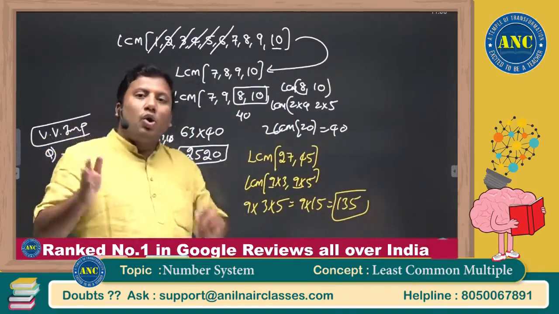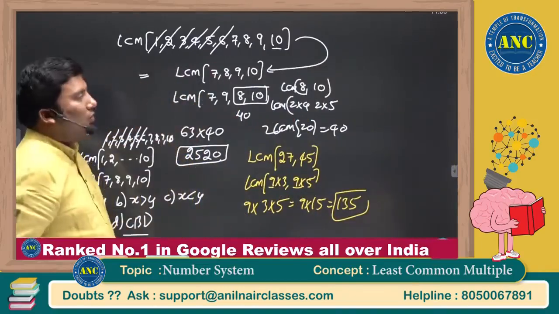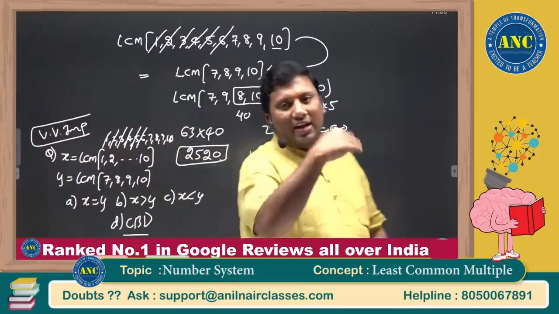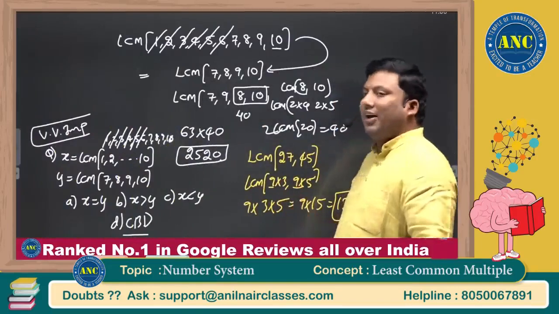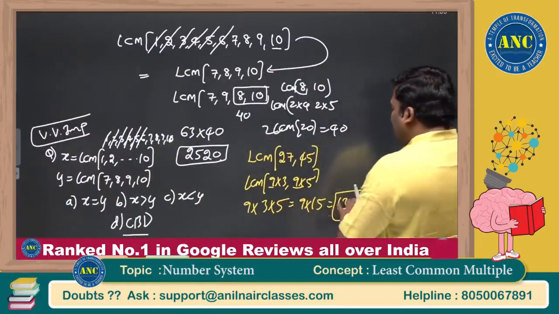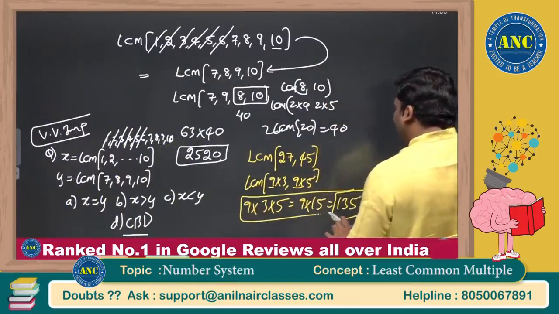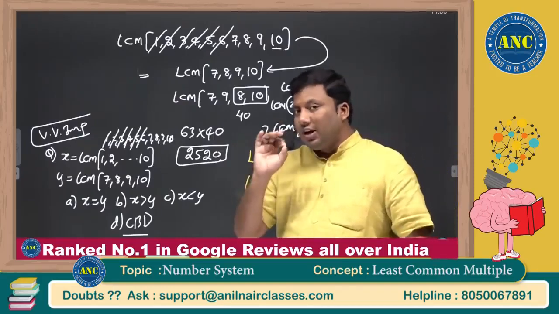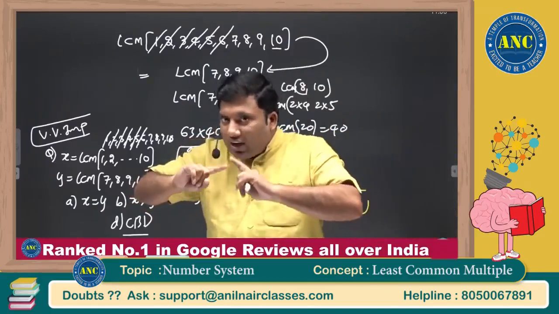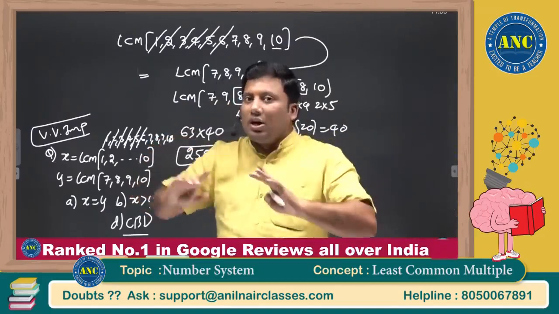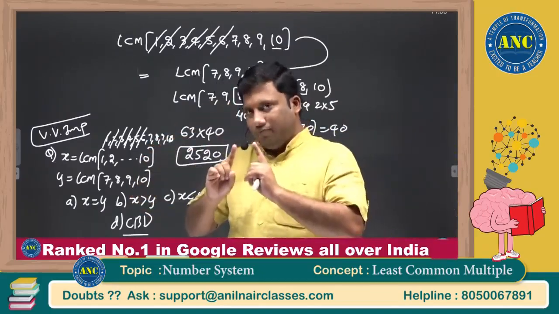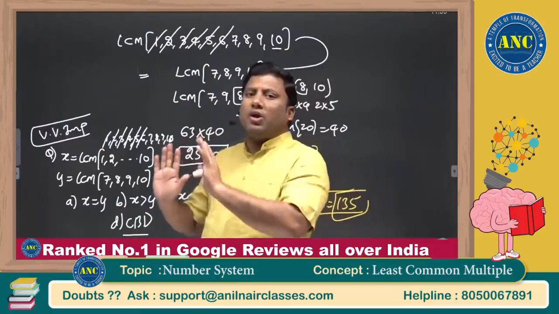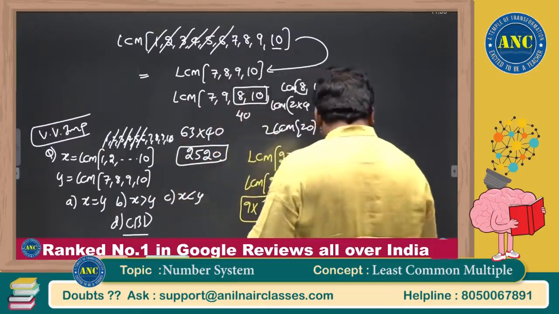How to make them into co-prime? Take the factor common out. 9 into 3, 9 into 5. 9 is taken out. 3 and 5 will be co-prime. 9 into 3 into 5. 15 9s are 135. I hope this idea is clear. Method number 4 is when numbers are not co-prime. Method number 3 is when numbers are co-prime. Depending upon the question, we will use a particular method.